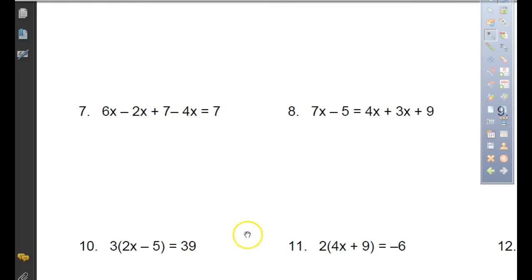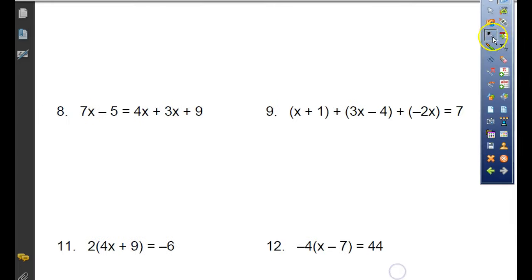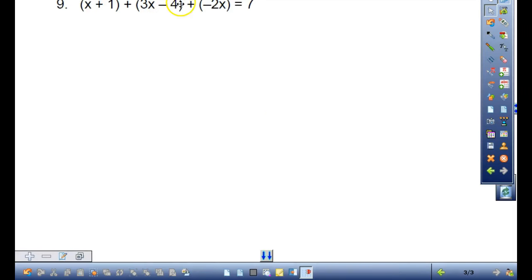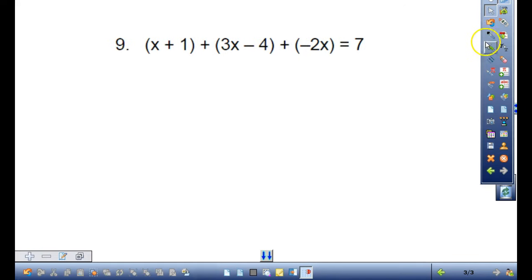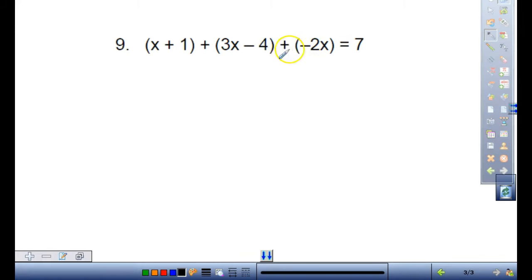Yeah. Number 9. Okay. Now the fact that there are parentheses here does not really change the problem because it's all adding and subtracting, except for right here. You have to make sure you see this as subtraction. Adding a negative is the same as just subtracting. So you can replace any add a negative with a subtraction. It's the same thing.